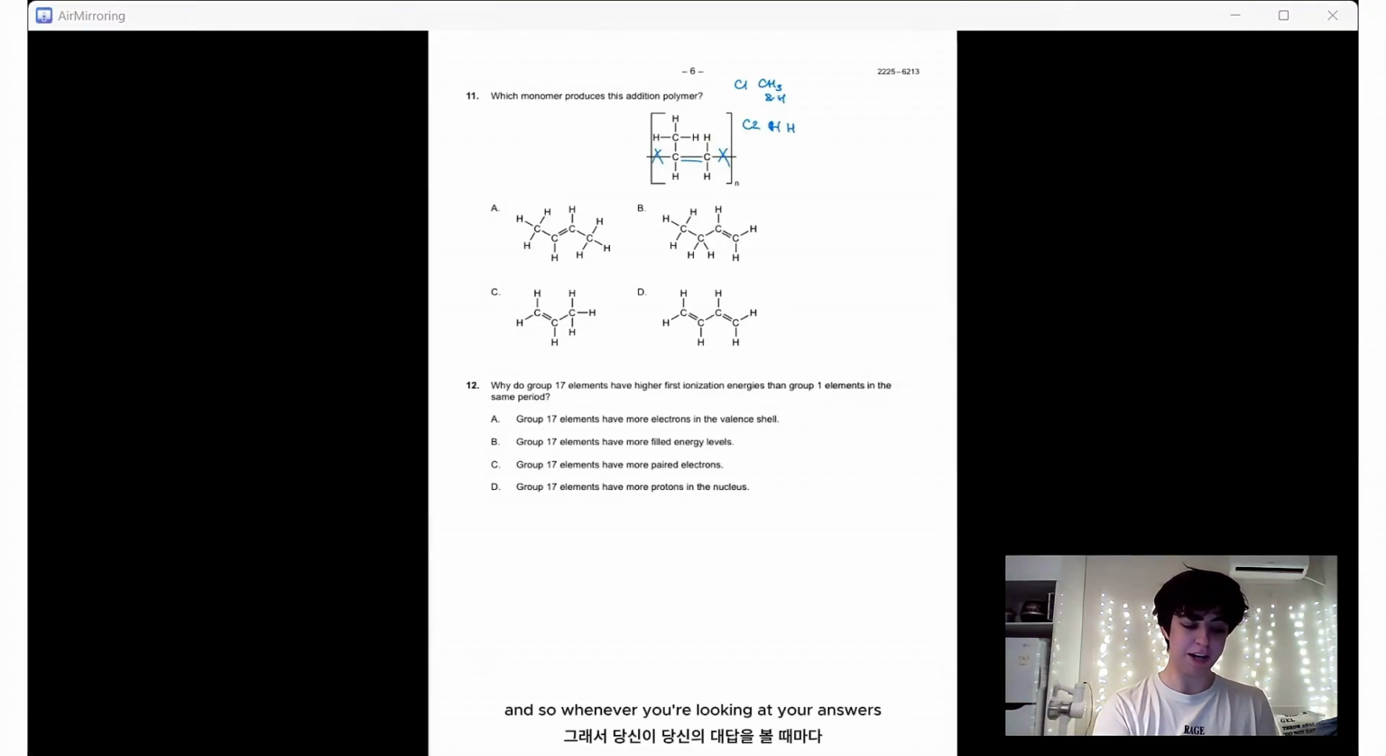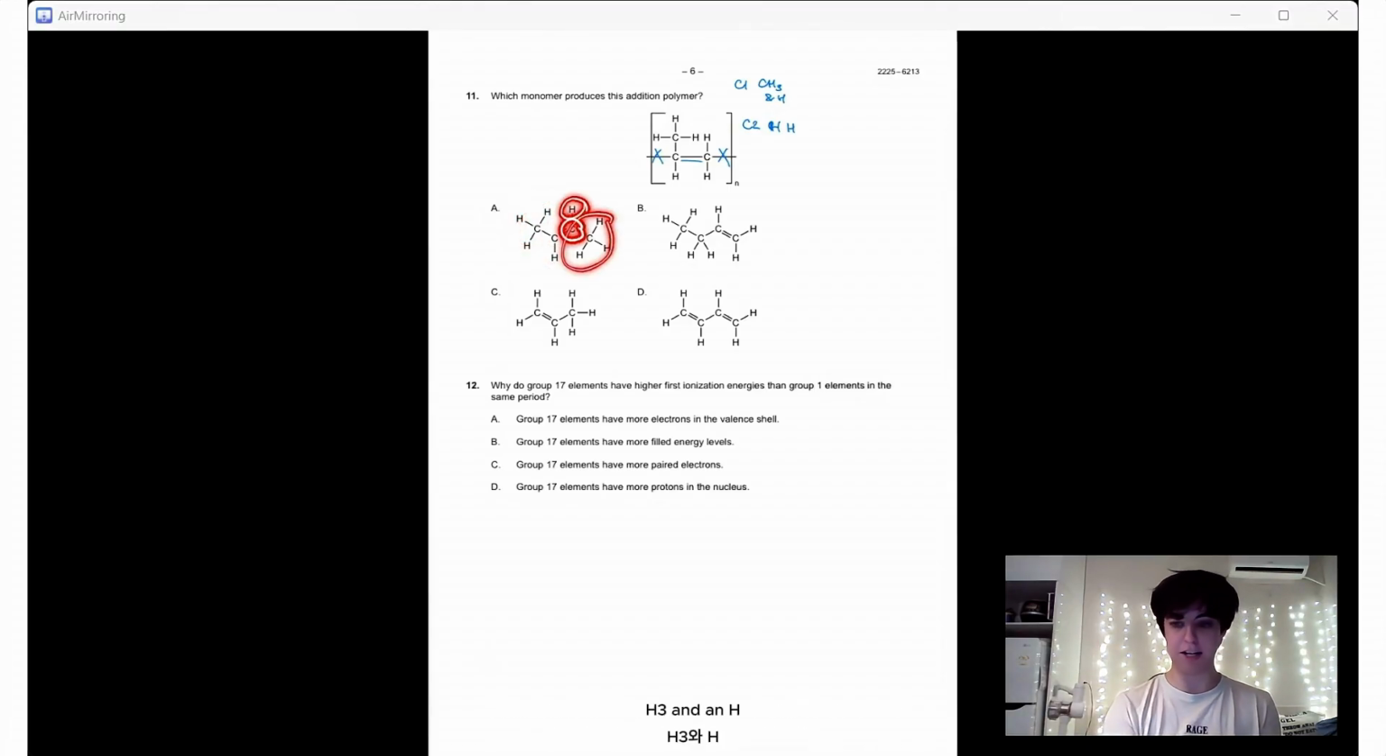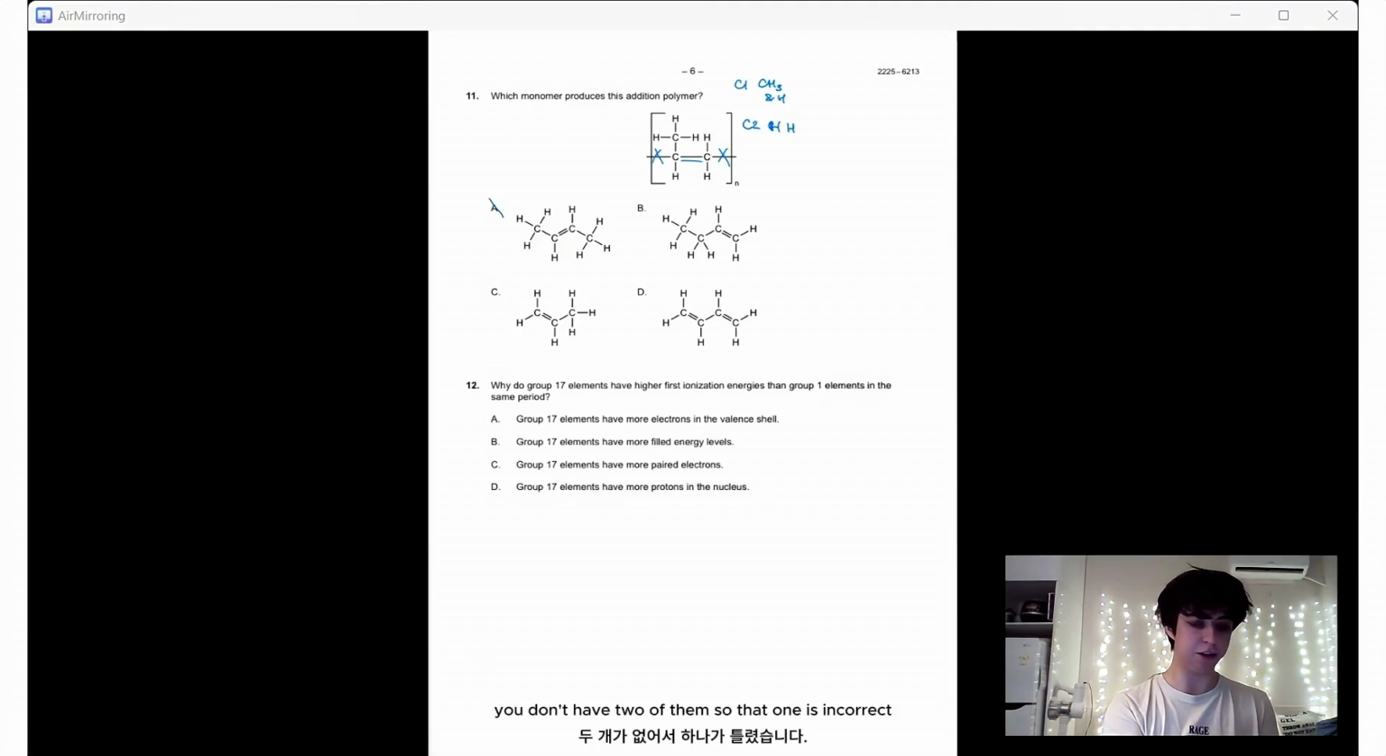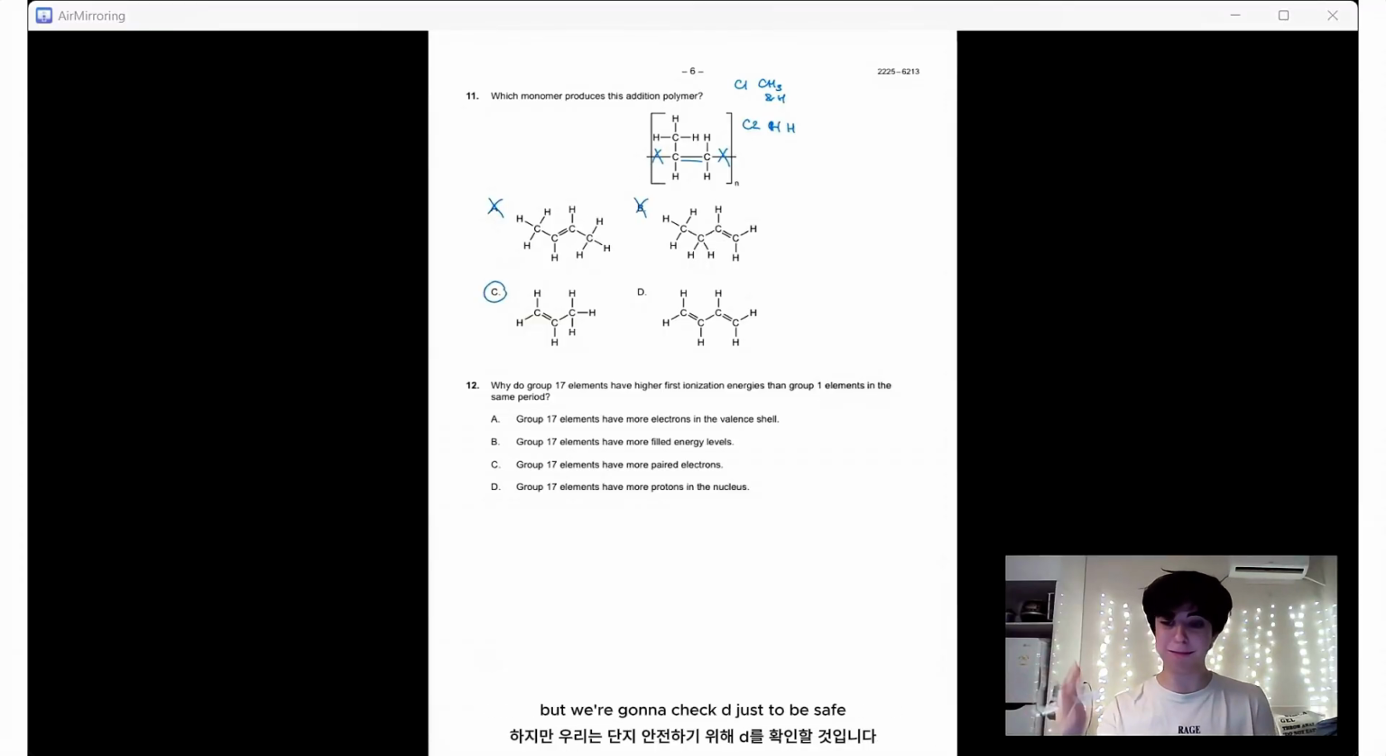Whenever you're looking at your answers, option A has on carbon one a CH3 and an H, looking good. Your carbon two also has a CH3 and an H. You don't have two of them, so that one is incorrect. For option B, your main carbon has a CH2CH3. That's already wrong, so that's wrong. For option C, carbon one has an H and an H, looking good. Carbon two, an H and a CH3, also looking good. So option C is right, but we're going to check D just to be safe.